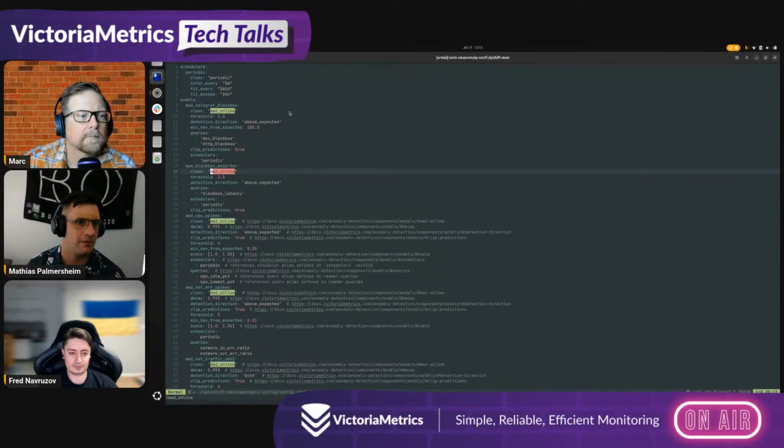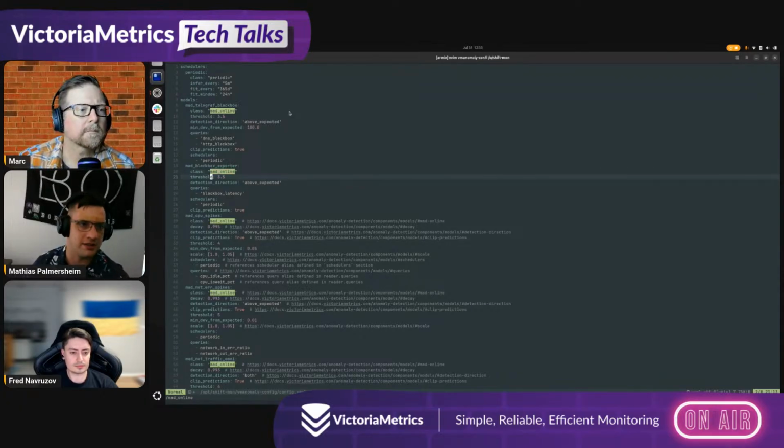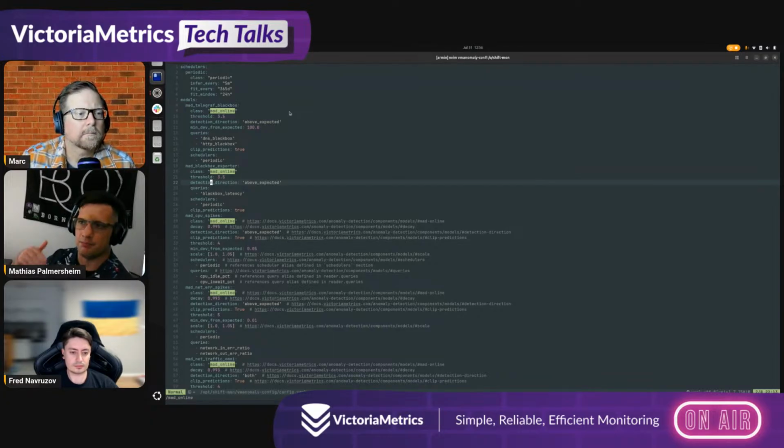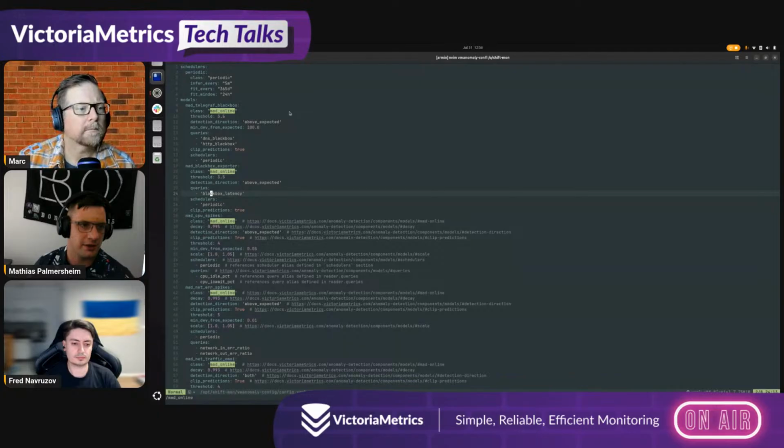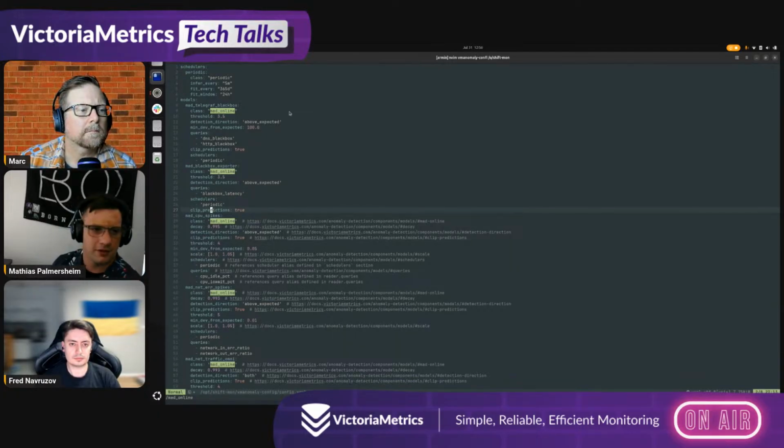Incremental. Yeah. Okay. Yep. And then the threshold, for z-score and median absolute deviation, is just how far away from the norm it has to be. And then detection direction, like we said before, is either above expected, which means it's higher, or below expected, which would be lower. And if you don't define it, it's both directions. And then this is the query that we want to attach to this model and the schedulers we want to attach it to. And then Fred, what does clip predictions do?